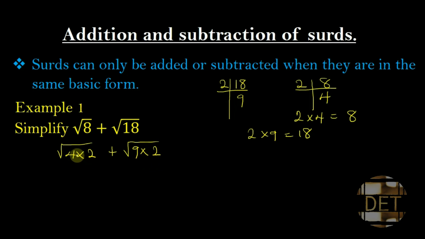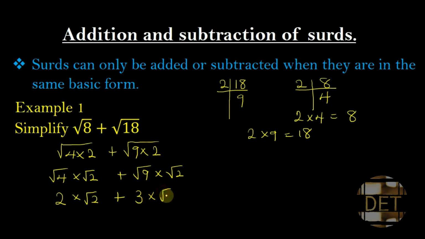Having done this, we can now separate them into 2. Here I have square root of 4 times square root of 2, plus square root of 9 times square root of 2. Square root of 9 times square root of 2 will give me root 18, and square root of 4 times square root of 2 will give me root 8, so these are the same. Now the square root of 4 is 2, so this will be 2 times root 2, plus square root of 9 is 3, so this will be 3 times root 2.